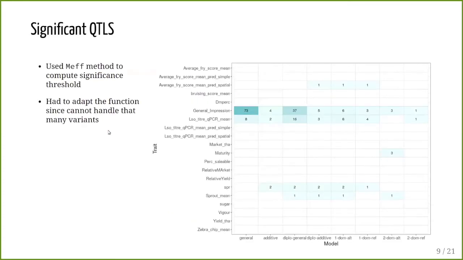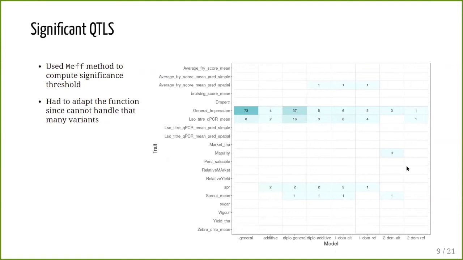The next step was to detect significant QTL. So we used the effective number of markers, which is a Bonferroni type correction, to compute the significance threshold and hopefully detect significant QTLs. What you can see in the figure here is the number of markers with significant scores for the different phenotypes, which are the rows here, and for each of the genetic models, which are the columns. And you can see that mostly it's empty. So we had mostly no significant QTLs.